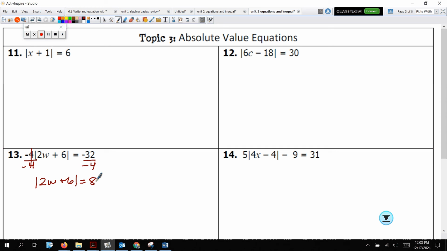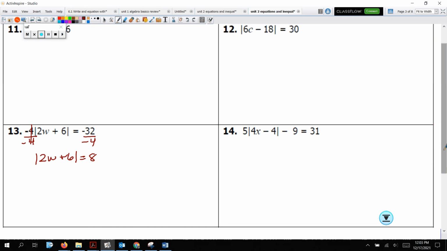Because absolute values never equal a negative. But there could be a negative inside. So when you have absolute value equations, I want you to make sure that you know there's going to be 2 answers. I need 2 equations. The first equation looks just like what we have here. 2w plus 6 equals 8. The second equation is 2w plus 6. That part stays the same, right? Same inside, but I need to consider if it was a negative 8 inside, because the absolute value of negative 8 is positive 8. So I have to consider both the positive and the negative answer.